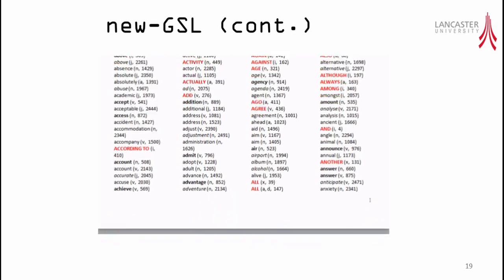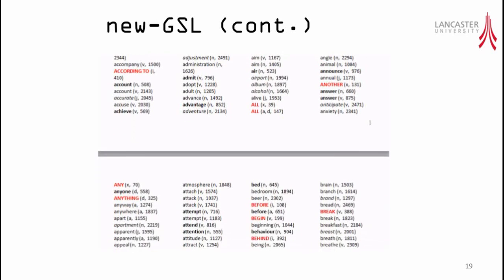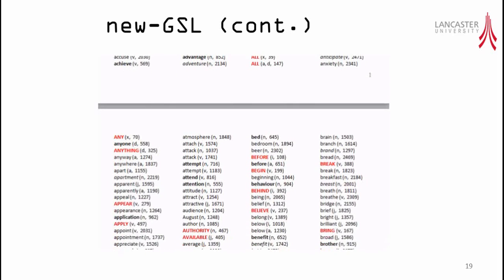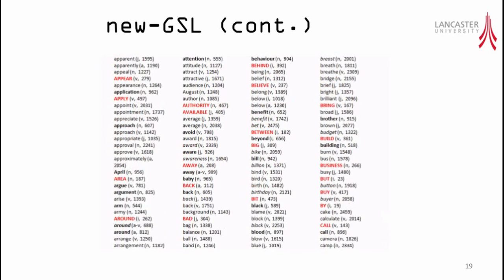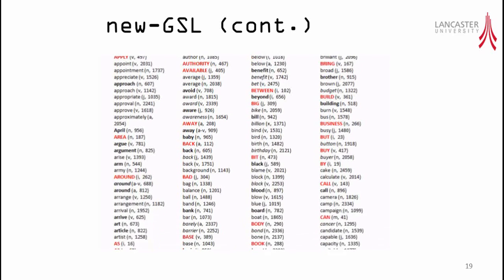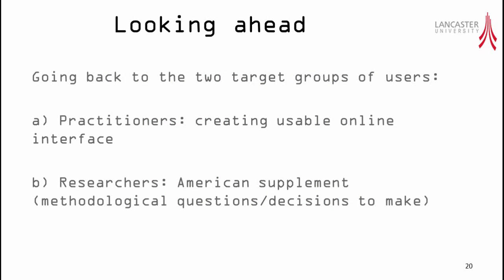The color coding is connected with the frequency band. The red items are the most frequent 500 words. The items in bold type are items within the first 1,000 words, and the items in italics are the lexical innovations.